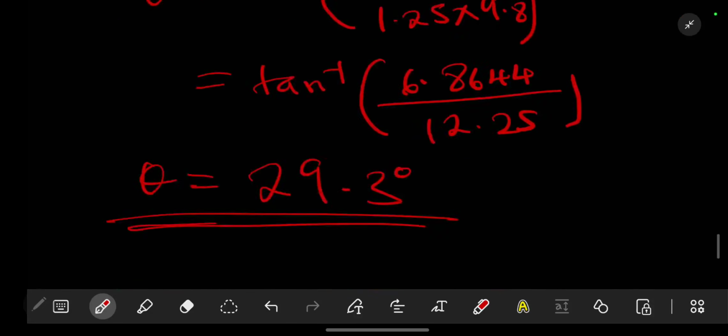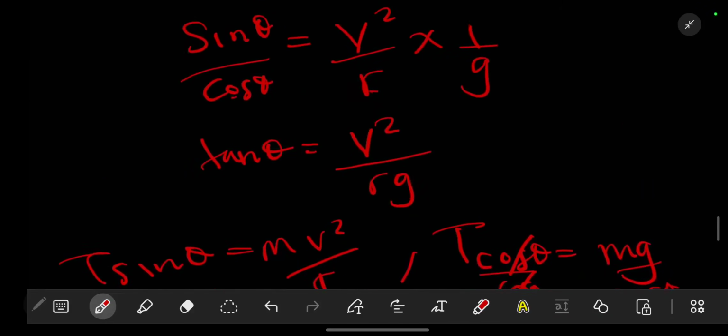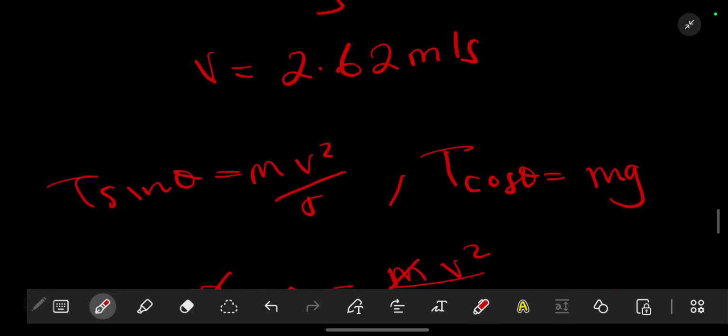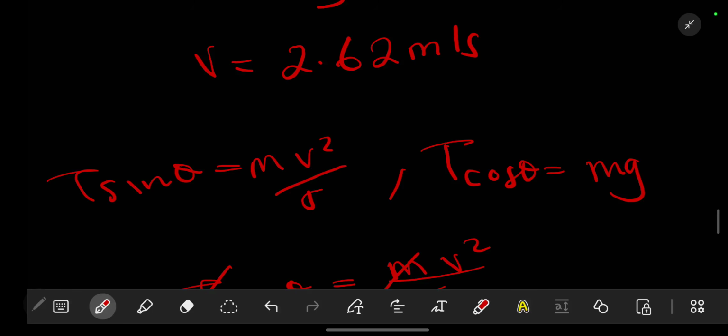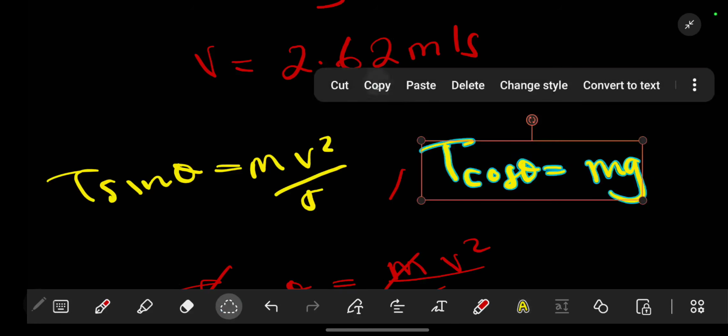So you are going to say your tension. Remember, which equation can we use? So now that you have the angle, you can either use this or you can use this. I think this one is much easier, but both of them will still give you the same answer. So use whichever is easier. So we are going to use this equation.